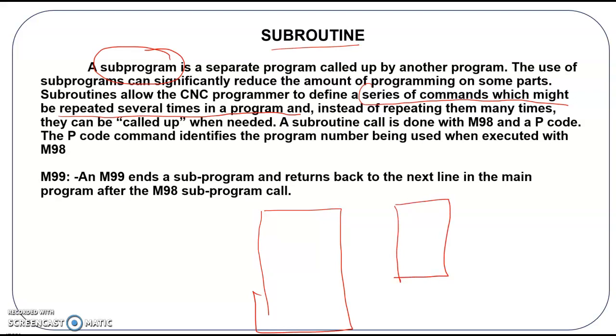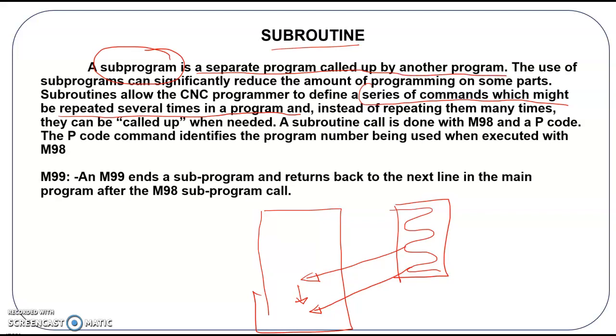Whenever we need to perform the subprogram operations, we will call the subprogram into the main program. After performing that, it will return to the main program. Again, at another location, if we need to perform the subprogram, we call the subprogram to that location and it is performed. That means in order to reduce the length of the program, we are using a subprogram, and it can be defined as a separate program called up by another program, otherwise the main program.